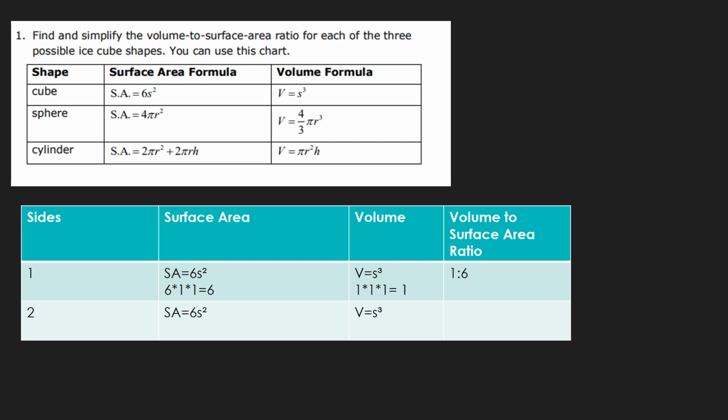So I started with the sides. For one side, I found the surface area. The surface area formula is 6s squared. So 6 times 1 times 1, which gave me 6. Then I did the volume. The volume was s cubed, or the sides cubed. So I did 1 times 1 times 1, and I got 1. So then I took the volume, which was 1, and compared it with my surface area, which was 6.